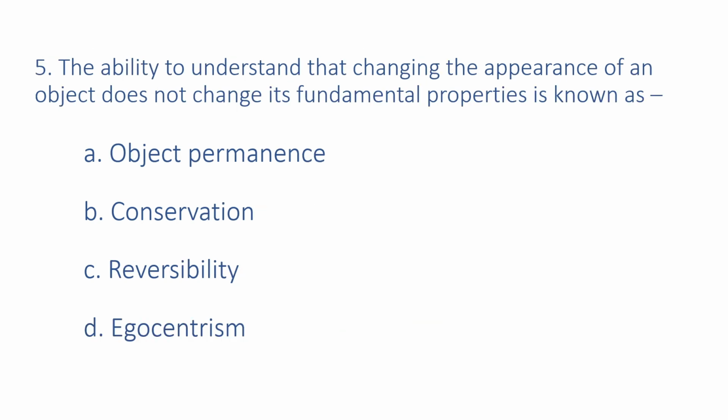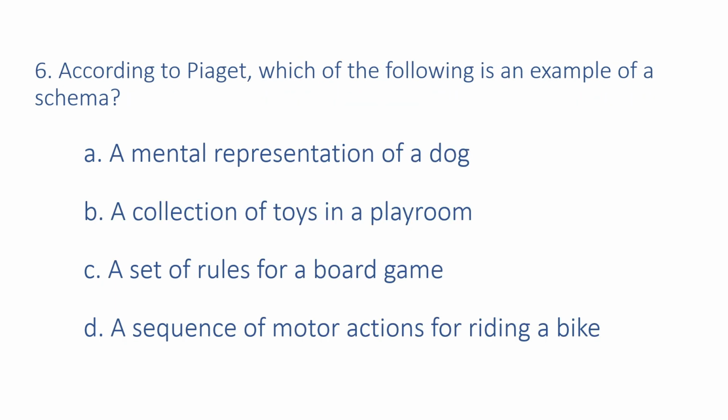The next question, the ability to understand that changing the appearance of an object does not change its fundamental properties is known as object permanence, conservation, reversibility, egocentrism. The correct option is conservation. Conservation is the cognitive milestone where a child understands that quantity, mass, or volume remains identical despite alterations in outward shape or container form. Next question.